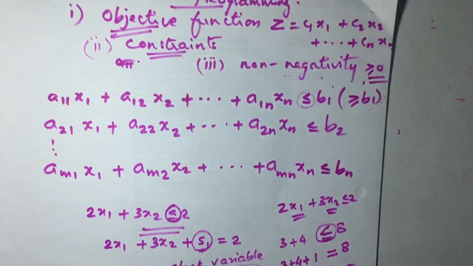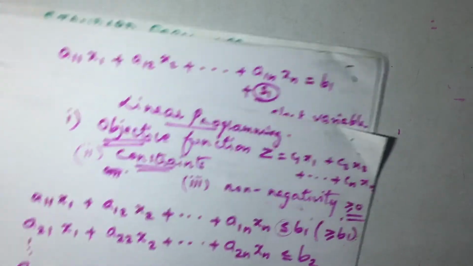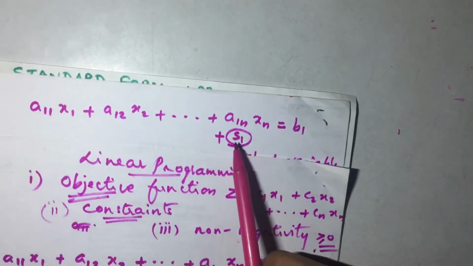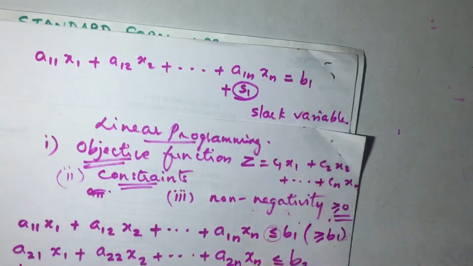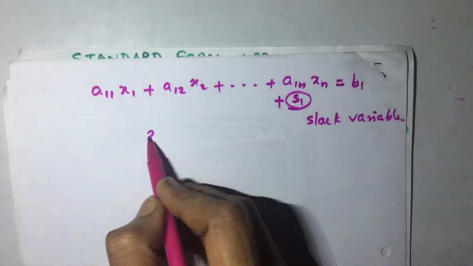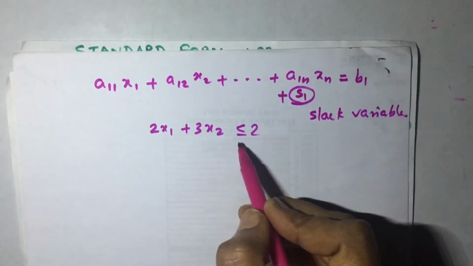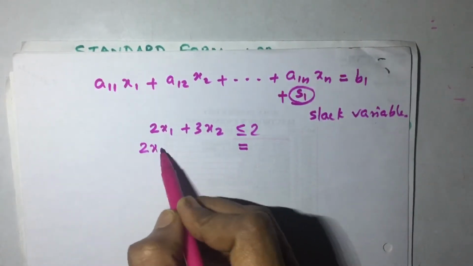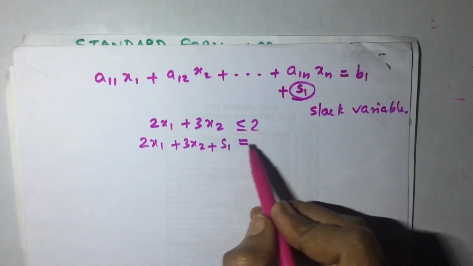Okay, so for that purpose, if it is less than or equal to type, we add a term with this constraint. Say if I add an s1, a non-negative number, to the left side, then the relation will become of the equal to type. For example, suppose you have a constraint 2x1 plus 3x2 is less than or equal to 2. Then I can make this less than or equal to an equal sign by adding a term s1, so that this is equal to 2.